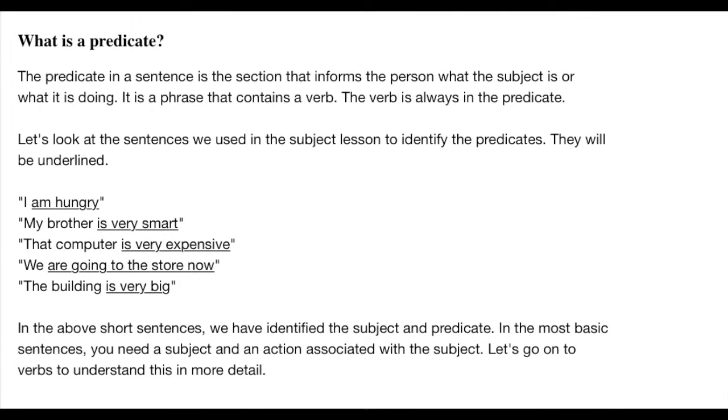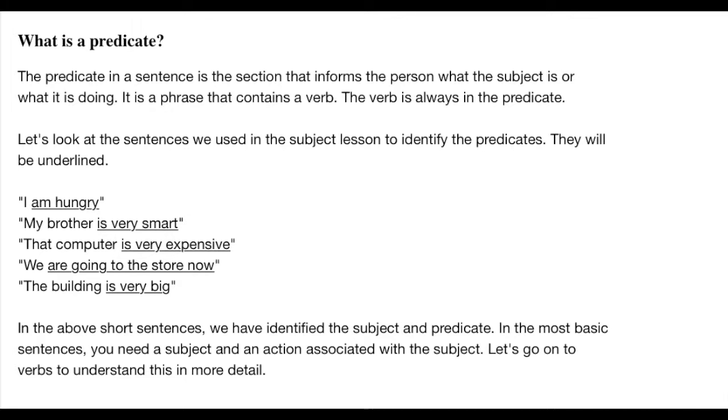What is a predicate? The predicate in a sentence is the section that informs the person what the subject is or what it is doing. It is a phrase that contains a verb. The verb is always in the predicate. Let's look at the sentences we used in the subject lesson to identify the predicates that will be underlined.